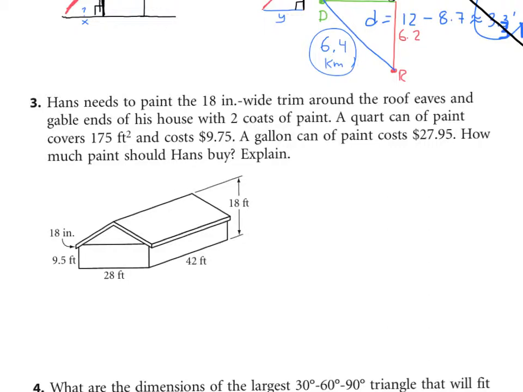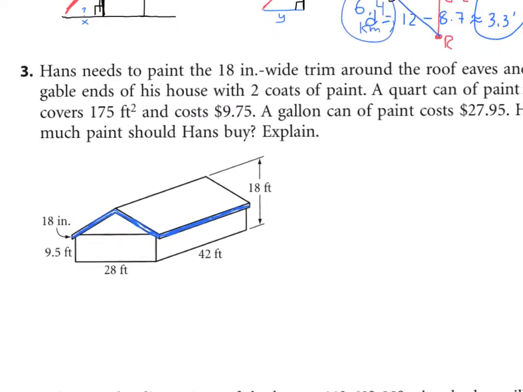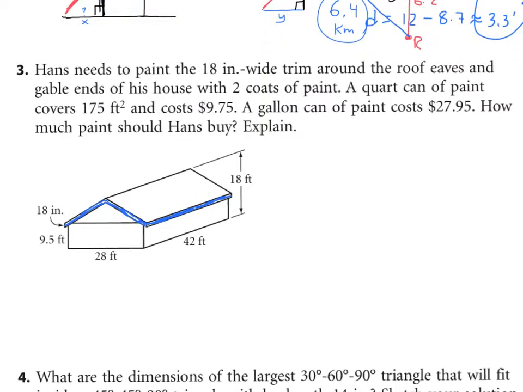Explain. So remember, we're only looking at the 18-inch situation here. So it's this right here, and this right here. And it's doubled that because it's got to go around, and then it's doubled that again because it's going to do twice. He's going to cover it twice, 2 coats of paint. So in other words, first off, we have to find the perimeter, whatever that perimeter is. Then we have to multiply that by 18 inches to get the area, and then we can figure out how much paint we need and then how many gallons or quarts that we need.